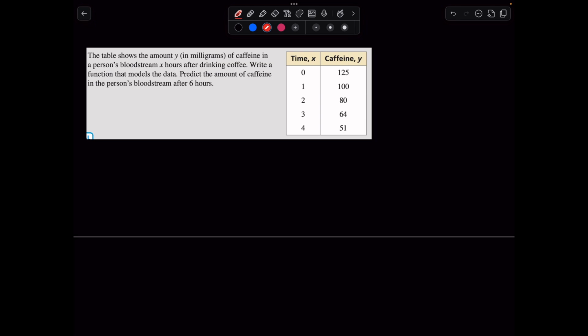Right, so this one says our table shows us the amount Y in milligrams of caffeine in someone's bloodstream X hours after drinking coffee. So we're going to write the function and then predict the amount of caffeine in the bloodstream after 6 hours. So again, we're going to have Y equals a b to the x. A, well, we have our time is 0, so that's the starting point. So 125 is A.